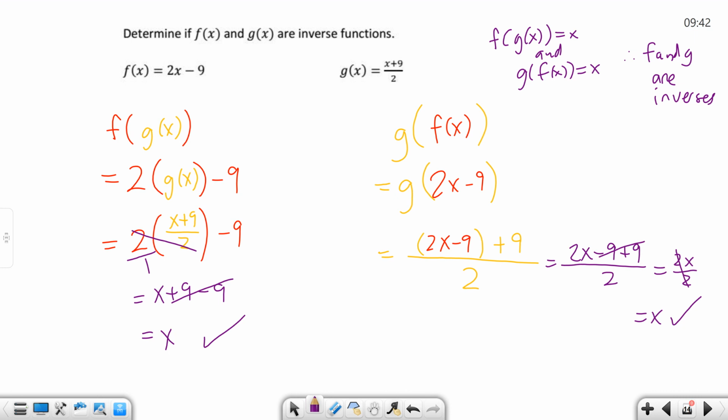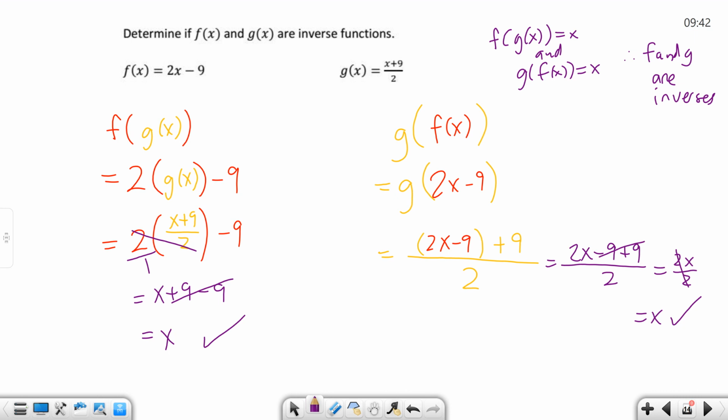Okay? f and g are inverses. Or f is the inverse of g, or g is the inverse of f, however you want to say it. But the key is, yes, they're inverse functions of each other, and it's because f of g was x and g of f was x. So we got a little bit of practice of composition of functions here as well, right?